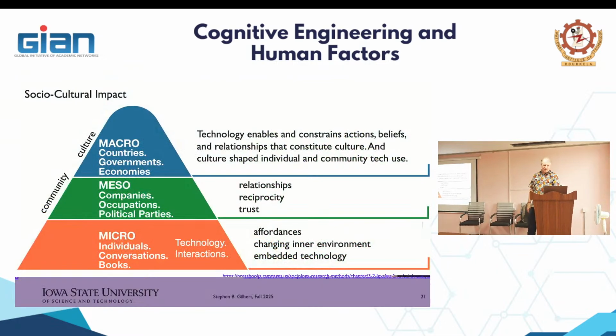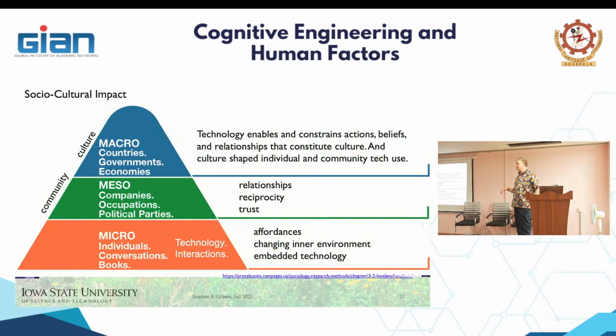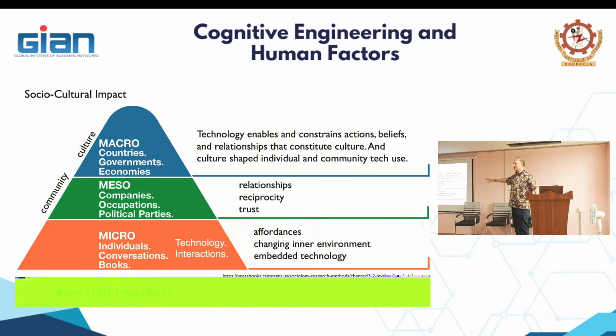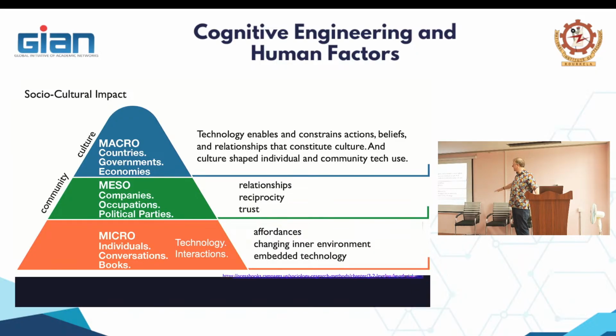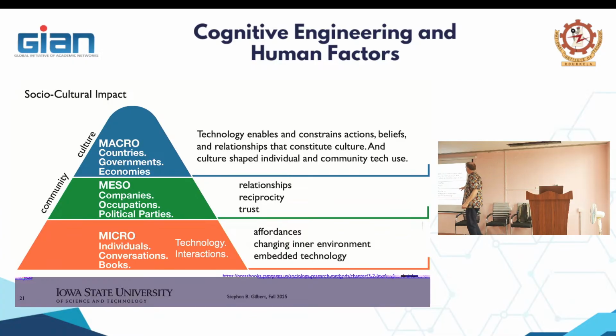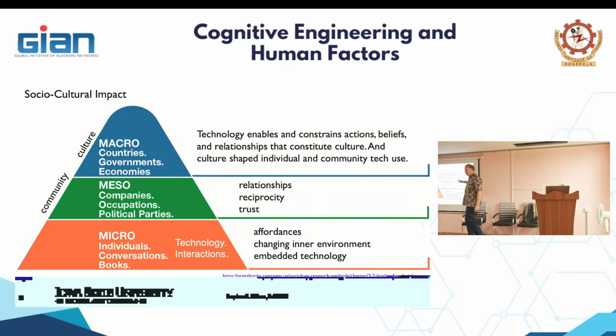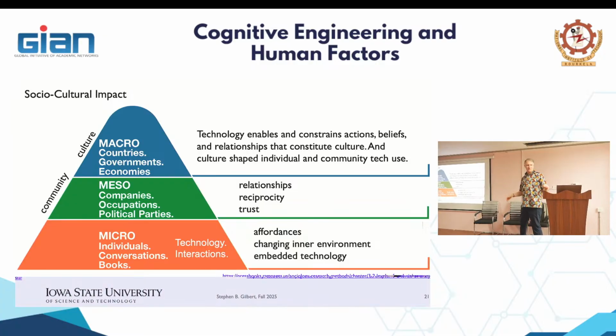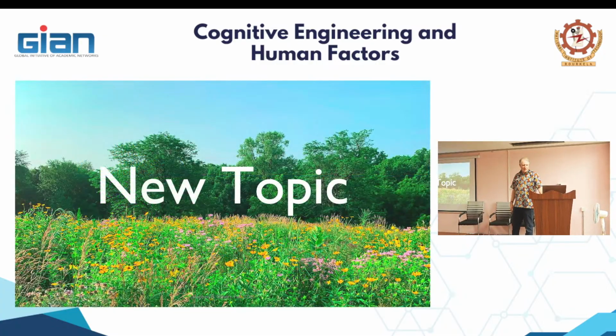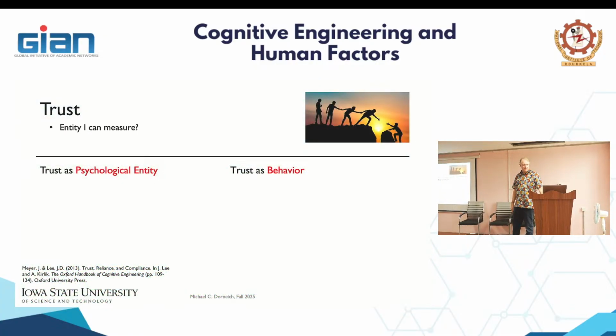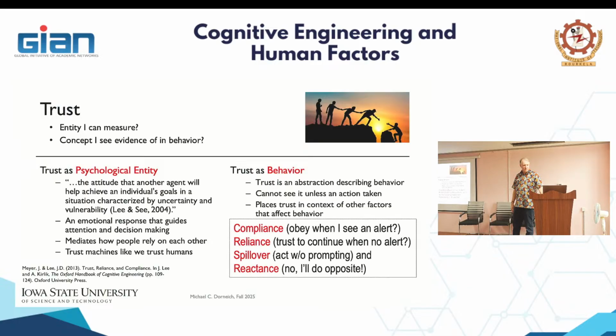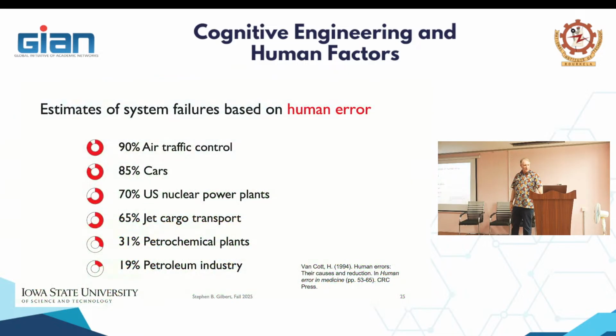Okay. And then the other reminder from previous classes, we had these three levels, right? So on your checklist, here's a system. How's it going to affect the individuals? How's it going to affect the community? How's it going to affect the culture? If everybody uses it, what happens? Okay. We did trust, with the compliance, reliance, and all that. So we have to think about trust. Trust is one of our things.